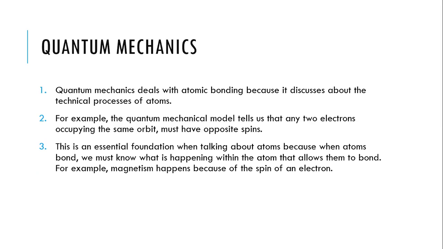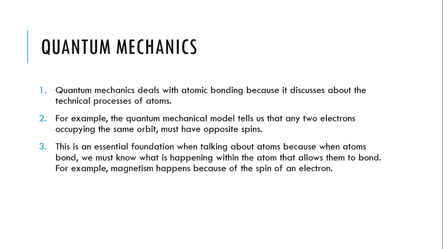So next, we are going to briefly discuss quantum mechanics. Quantum mechanics deals with atomic bonding because it discusses the technical processes of atoms. For example, the quantum mechanical model tells us that any two electrons occupying the same orbital must have opposite spins. That means they spin in opposite directions, opposite to each other.